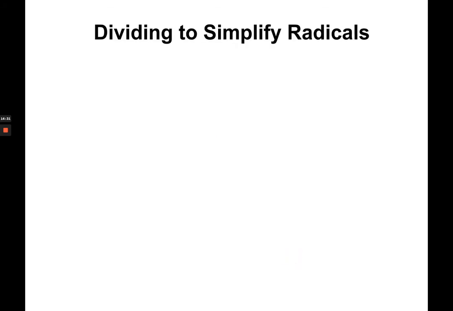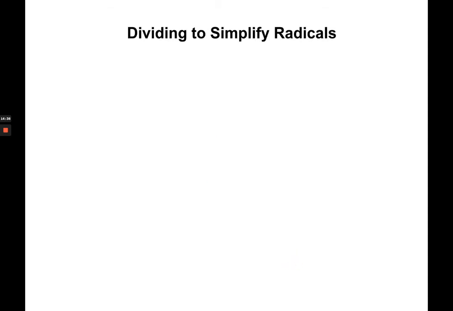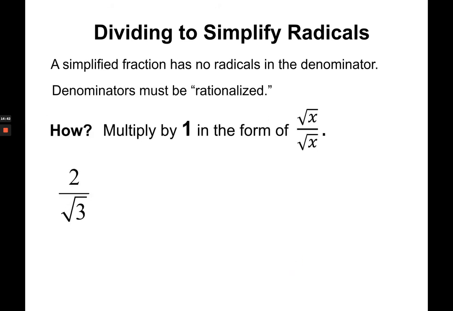Let's have some more examples. Now, the problem comes on your previous slide. There is no radical. Problem arises if there is a radical in your denominator. How do you simplify? Well, a simplified fraction has no radicals in the denominator, so this is not considered simplified. How do you simplify? Well, denominators must be rationalized. How? You multiply the expression by 1, but 1 is not going to change the whole thing. But we can transform 1 to a square root of a number over square root of a number.